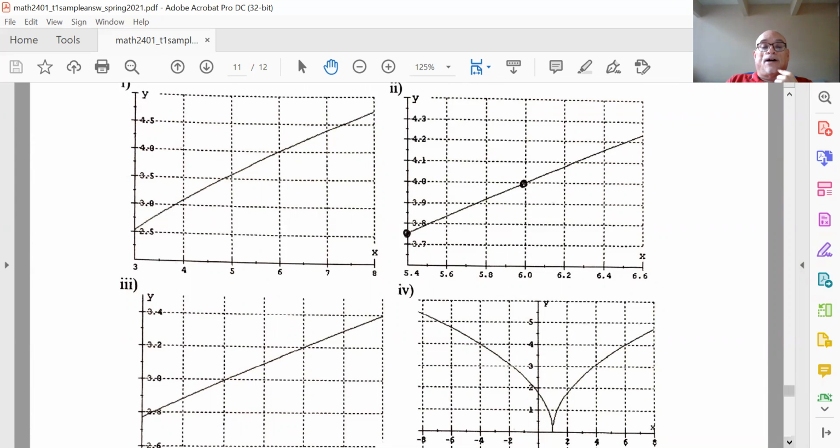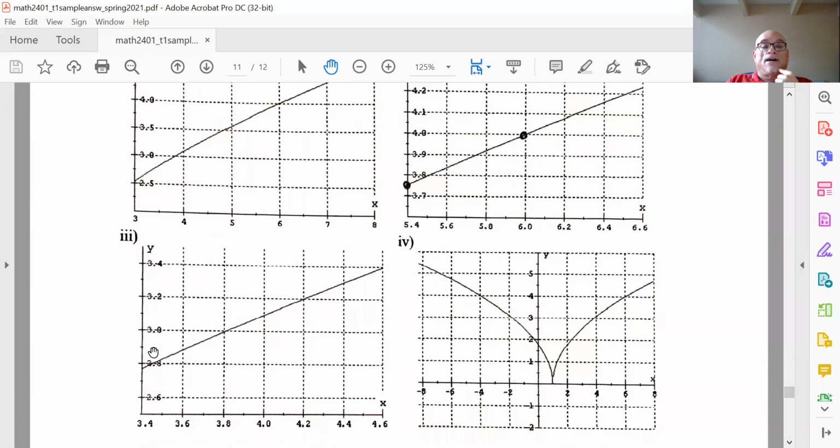Let's see. What about this one? This does look like a straight line. I don't see any curvature here. Unfortunately, notice we didn't zoom in at the input 6. You have to zoom in at the input 6 if you're going to compute f prime of 6. Here we're zooming in from 3.4 to 4.6 on the x-axis. That's not going to help us very much at all.